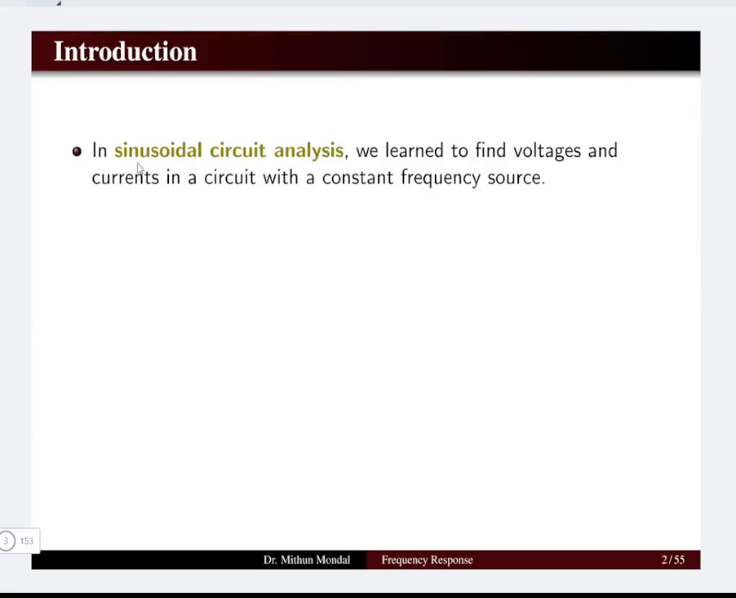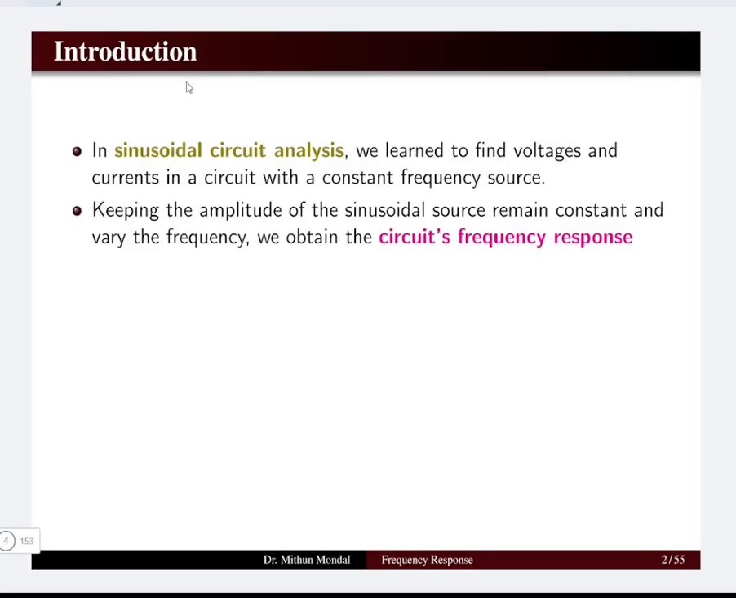We have been discussing sinusoidal circuit analysis in the previous few lectures, where we concentrated our discussion on finding the voltages and currents in a circuit with a constant frequency source. So we have seen that when the frequency is constant, how we can determine the voltage and the currents in a circuit under the sinusoidal condition. So that is known as the sinusoidal circuit analysis.